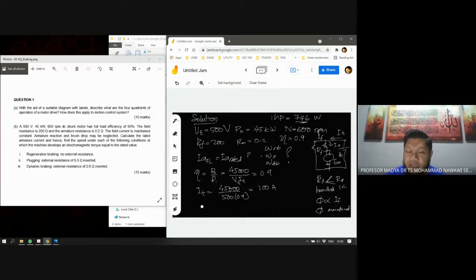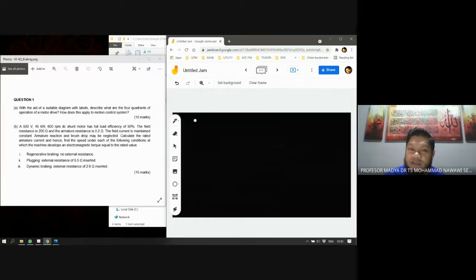And therefore the next thing is you need to calculate IF. IF equals VT divided by RF. So that gives you 500 by 200, which is 2.5 amps. Next, we know that armature current IA full load is IT minus IF. So we have 100 amps minus 2.5 amps. That gives you 97.5 amps.